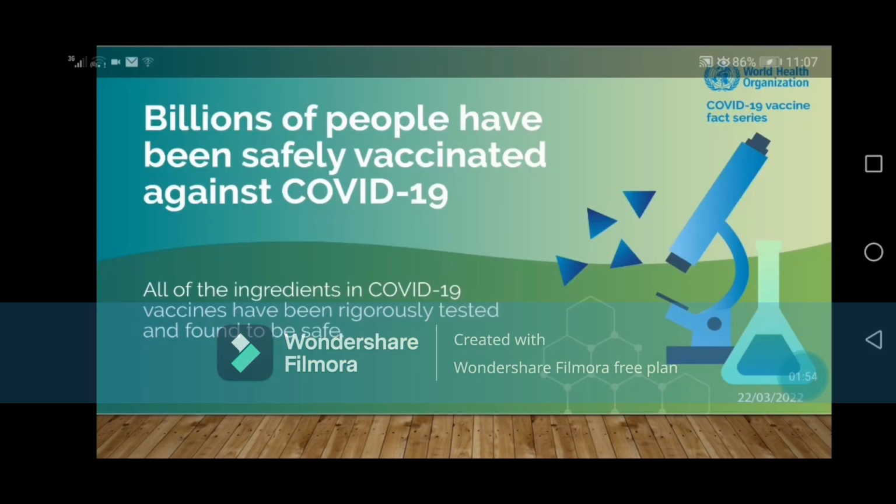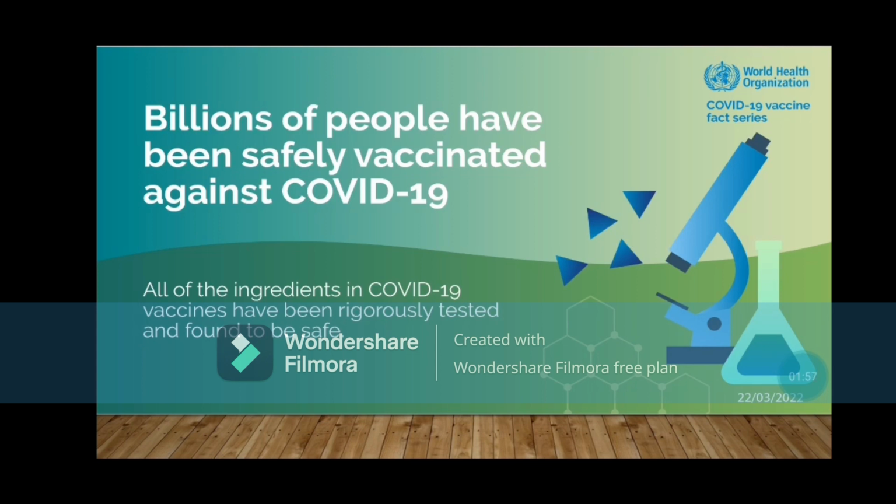Let's have a look at this picture. Billions of people have been safely vaccinated against COVID-19. All of the ingredients in COVID-19 vaccines have been rigorously tested and found to be safe. So this clarifies all the myths that these vaccines are spreading COVID-19, that they are killing people, that they are not good. All these myths are clarified.